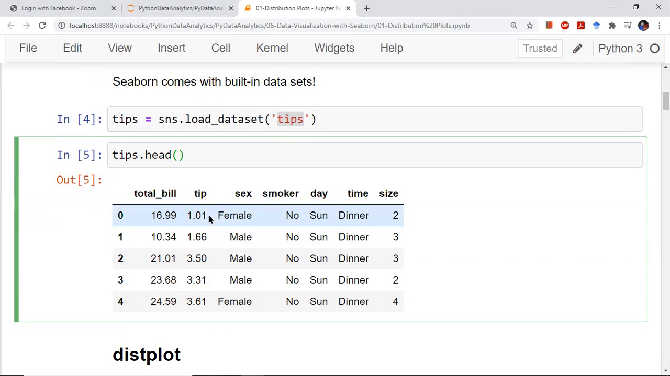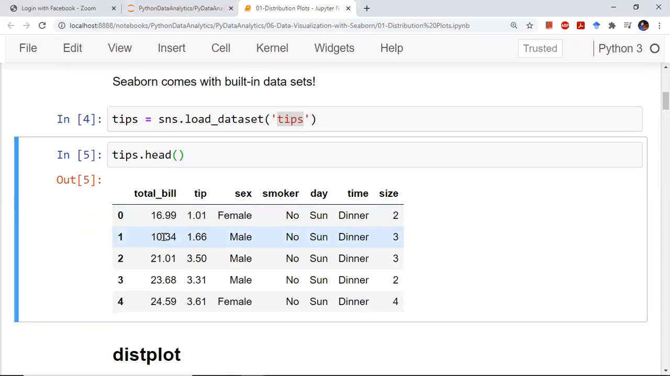What was the total bill? What was the tip that was given to the waiter? What was the gender of the one who paid the bill, and whether he or she was a smoker or not? What was the day of the week? What was the time, whether they came for breakfast, lunch, snacks, or dinner? And what was the size? The first row indicates a female paid the bill and they came in a size of 2. Maybe they were two friends, or maybe a mother and child.